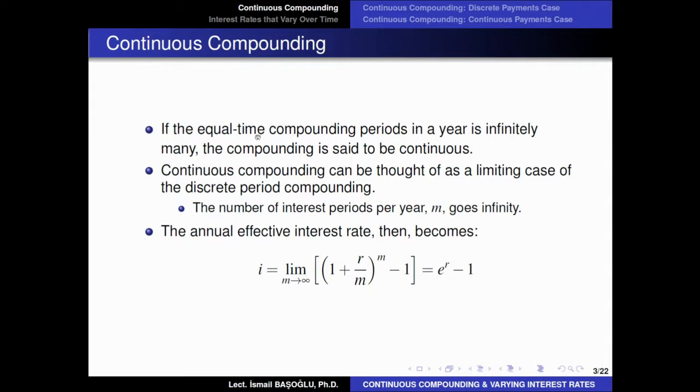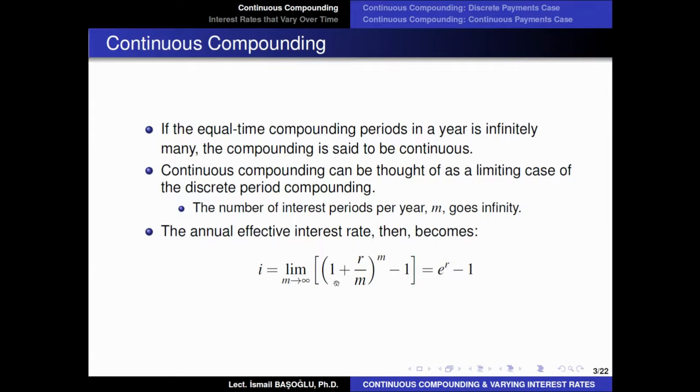And we say that if the equal time compounding periods, such as months or days, in a year are infinitely many, which means maybe every second compounding is occurring, so the compounding periods are just seconds or even smaller than seconds, in that case, the compounding is just going to be occurring continuously. Every moment the interest will compound.